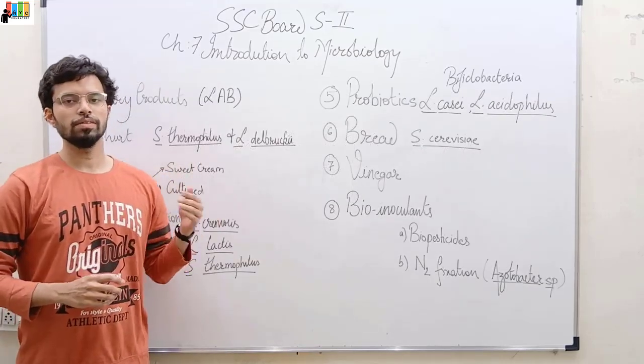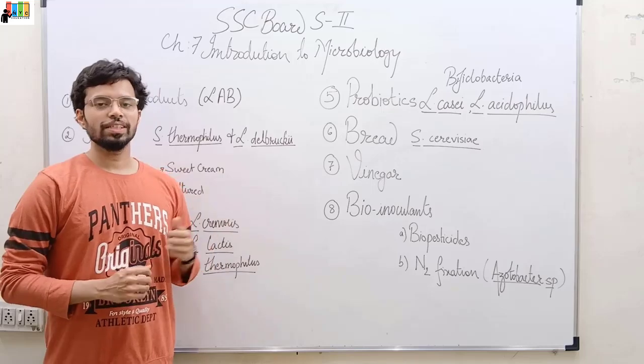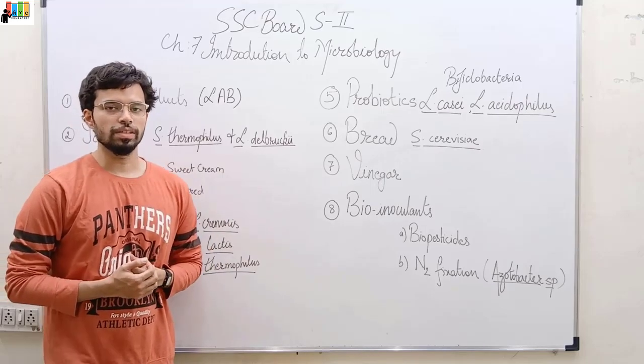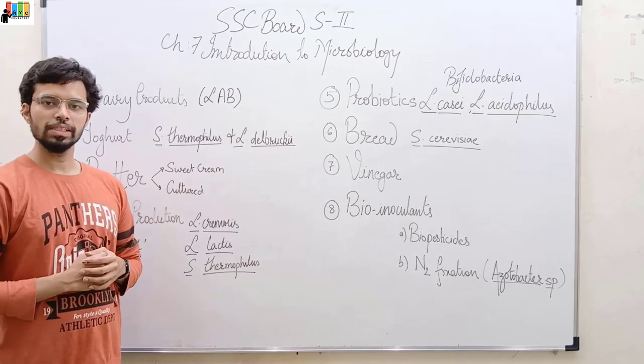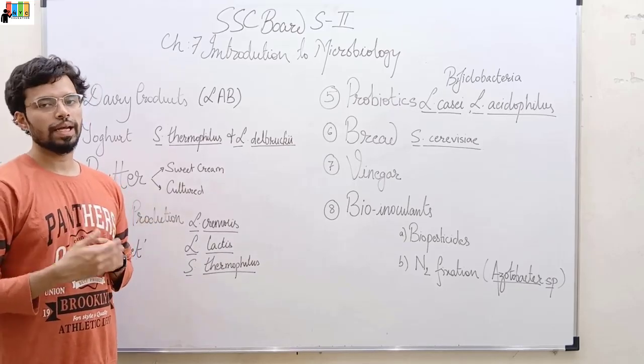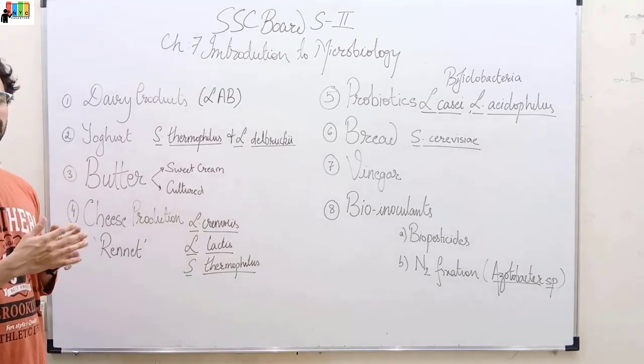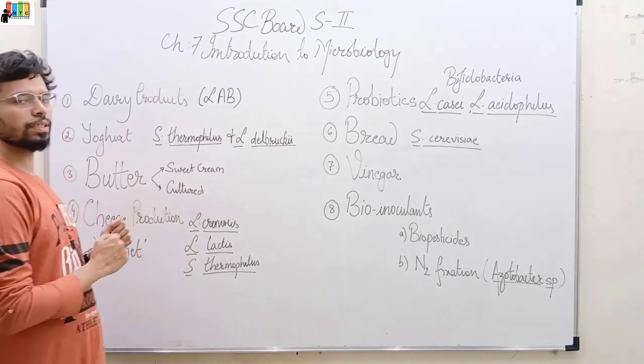So let us begin with the applications of microbiology one by one. Here there are these 7 to 8 major categories that we can see, which we could term as applied microbiology or industrial. They are a mix of the two. Let us see one by one.